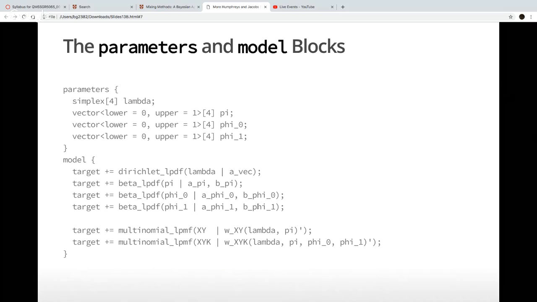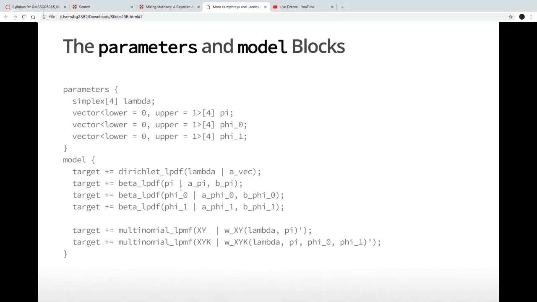And then the likelihood contributions, multinomial LPMF, because the X, Y and the X, Y, K data are integer valued. So the logarithm of the likelihood is represented by multinomial LPMF for these, given the simplex that is the result from evaluating the two functions we defined in the functions block when passed in a proposal of draws from the posterior distribution.